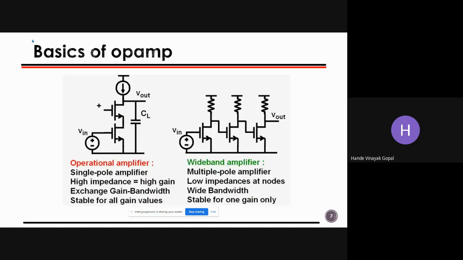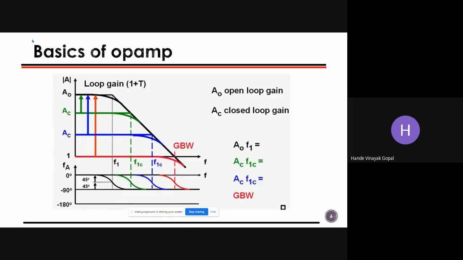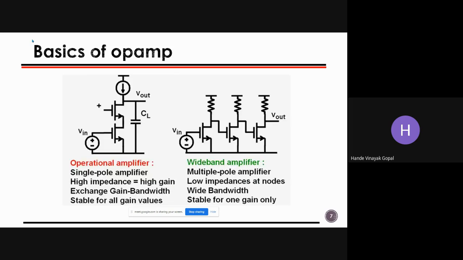Apart from that, there are some basics of op-amp, right? And as I said, designers generally like the single pole system, because a single pole system is a dominant pole system, as in the slide we have seen just now. It gives a very, very high phase margin, and it will help to achieve stability, right? The left hand side, which we are seeing as an operational amplifier, is a single pole amplifier.